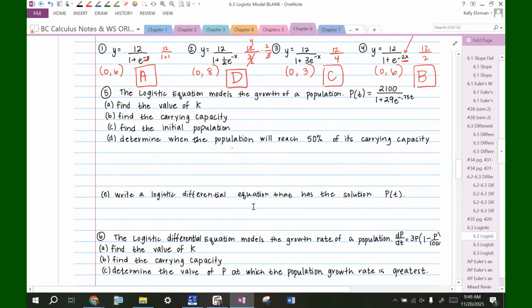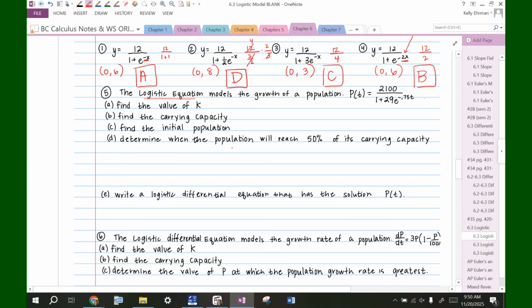All right, number 5 says the logistic equation, so we're told this is logistic, models the growth of a population. So here's our logistic equation. Find the value of K, find the carrying capacity, find the initial population, determine when the population will reach 50% of its carrying capacity. So the first two answers we should be picking out of the equation.